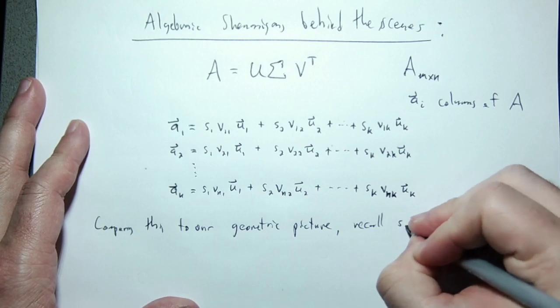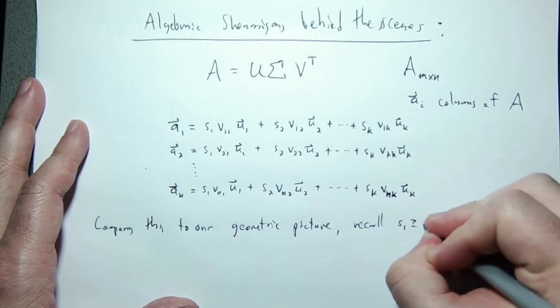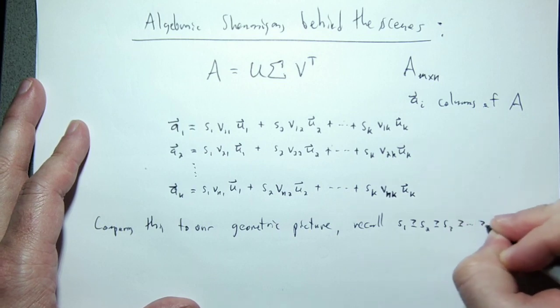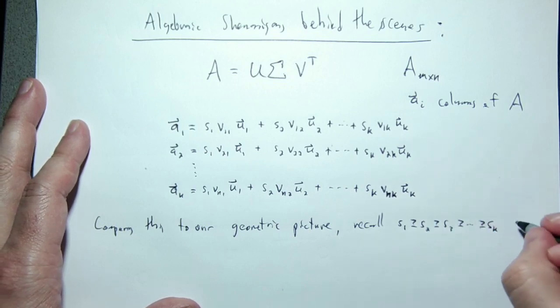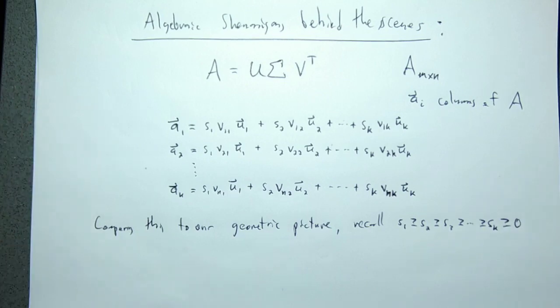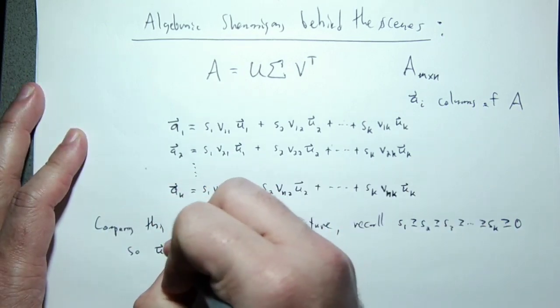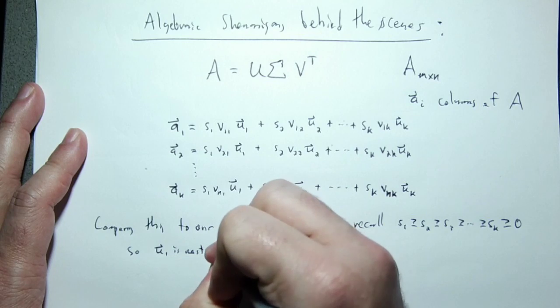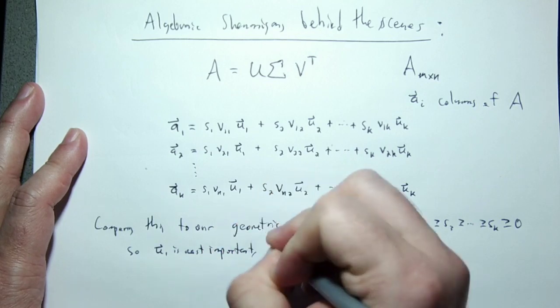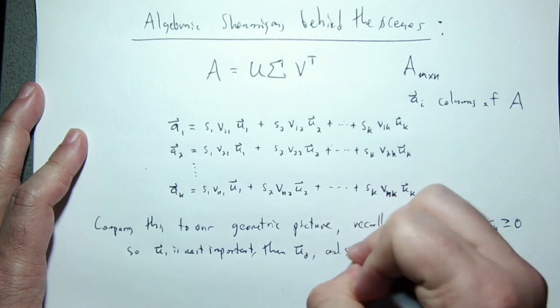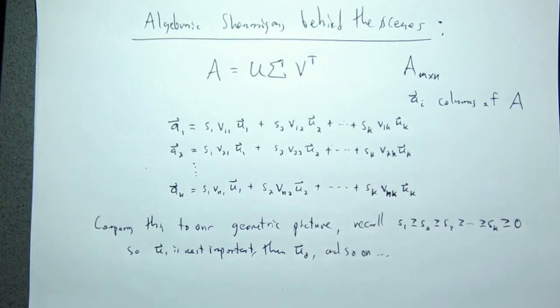All right, recall that we are ordering these in the following way. And all of these, of course, are non-negative. So U sub 1 is most important, then U sub 2, and so on.